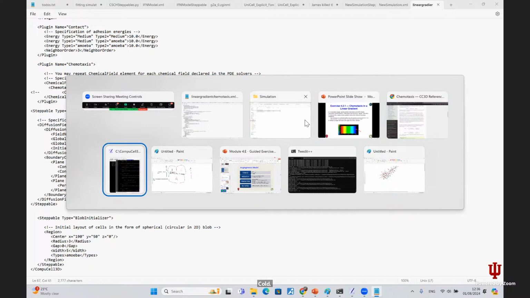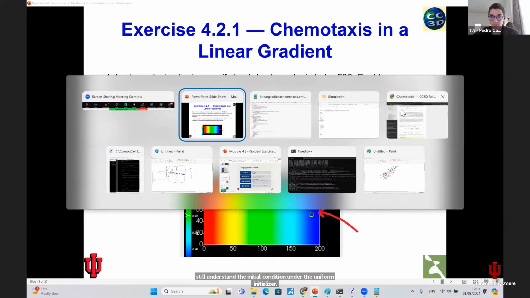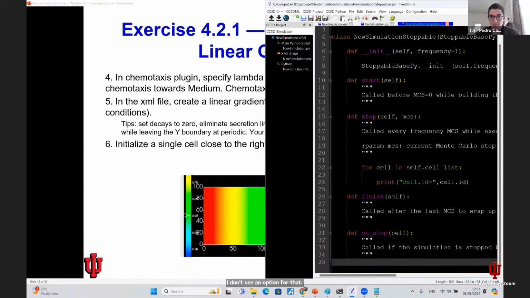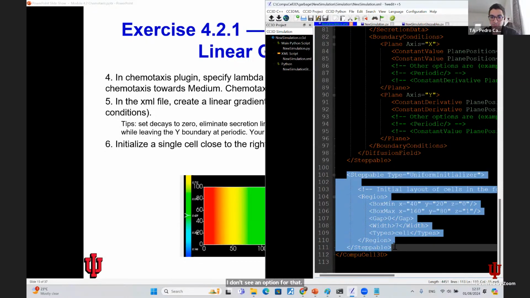But this steppable type is blob, not uniform. That's okay. It doesn't change the simulation. I still don't understand the initial condition under the uniform initializer. I don't see an option for that. Okay, so let me open my XML and show you. So here the uniform initializer, which is my case. What is yours?